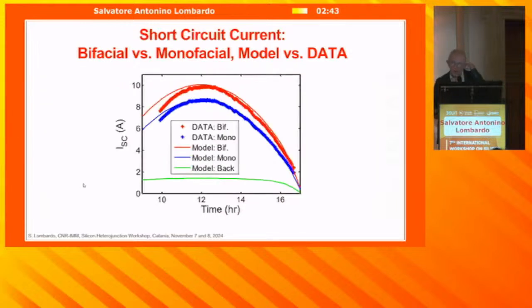Okay, here is an example of a comparison between the model that we described before with some data. You see the model fits reasonably well the short-circuit current versus time. And as I said, there is about a 15 to 20% difference between the short-circuit current of monofacial and bifacial.